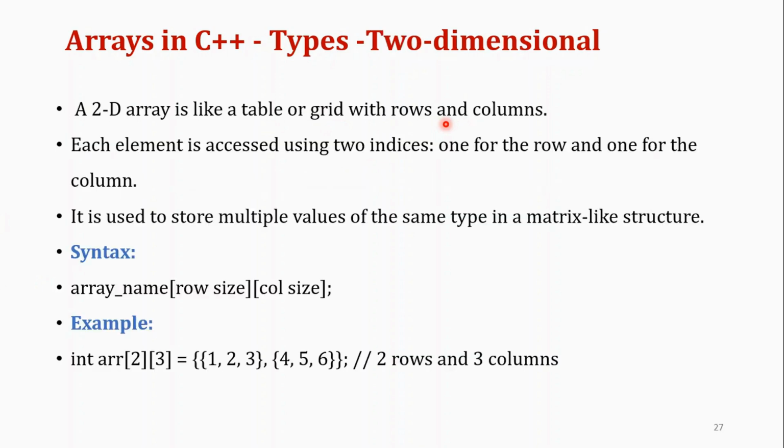Next is the two-dimensional array. A two-dimensional array has rows and columns. It is a kind of matrix. You have to mention how many rows and how many columns in two successive square brackets. The syntax is the data type, array name, row size and column size. For example, integer data type, array name is ARR, with 2 rows and 3 columns. This is the declaration of 2 rows and 3 columns. I'll show you in the picture.